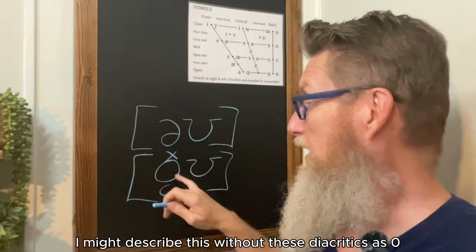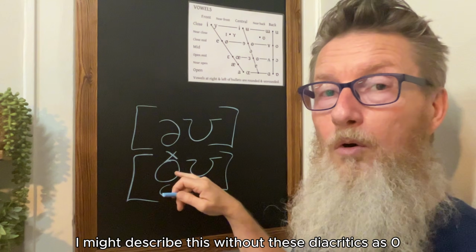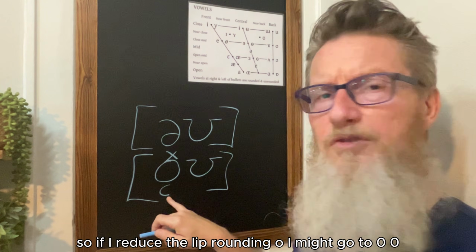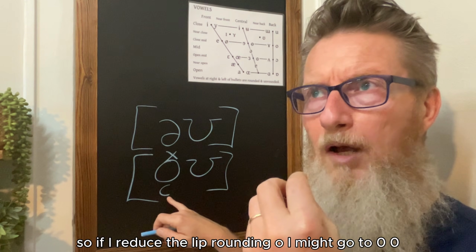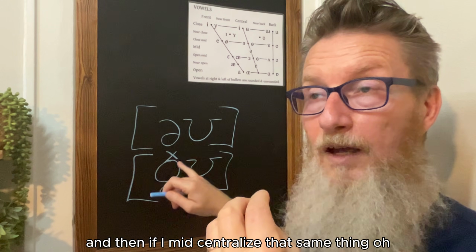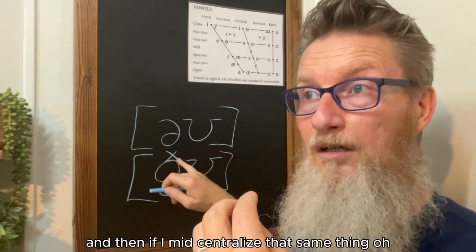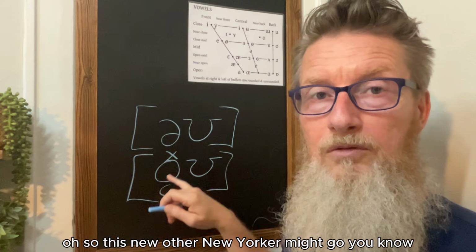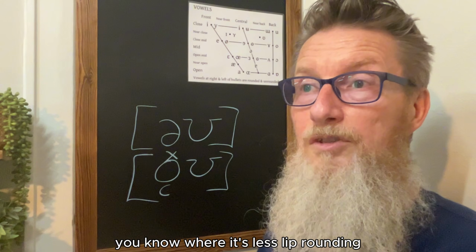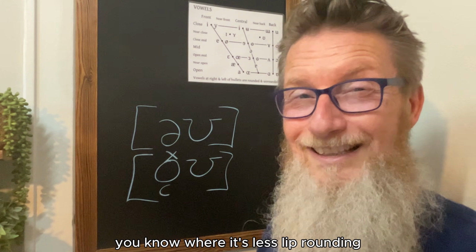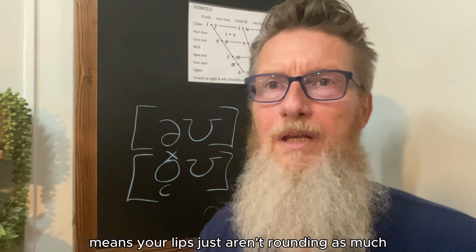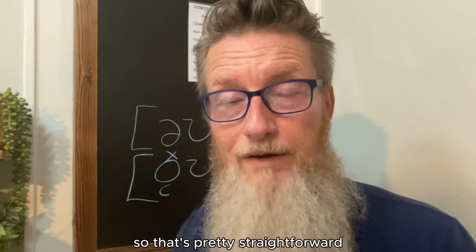So here I might describe this without these diacritics as "oh, oh, oh." So if I reduce the lip rounding, "oh," I might go to "oh, oh." And then if I mid-centralize that same thing, "oh, oh." So this other New Yorker might go, you know, where it's less lip rounding and it's also a bit mid-centralized. Less lip rounding means your lips just aren't rounding as much, so that's pretty straightforward.